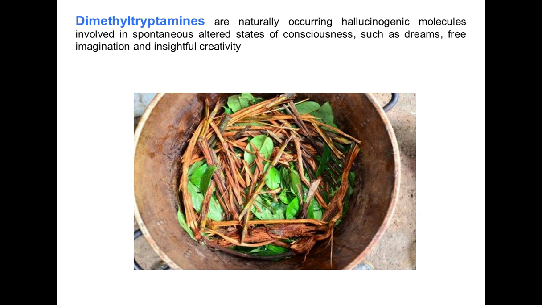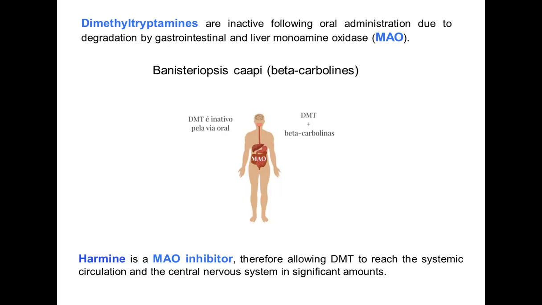And they have this kind of hallucinogenic characteristic, right? So they are molecules that are involved in altered states of consciousness, such as dreams, free imagination, and insightful creativity. So this is what's believed to be how DMT creates these psychedelic effects in the brain.